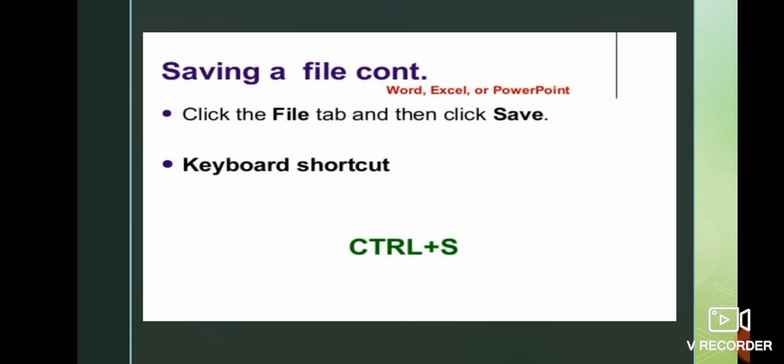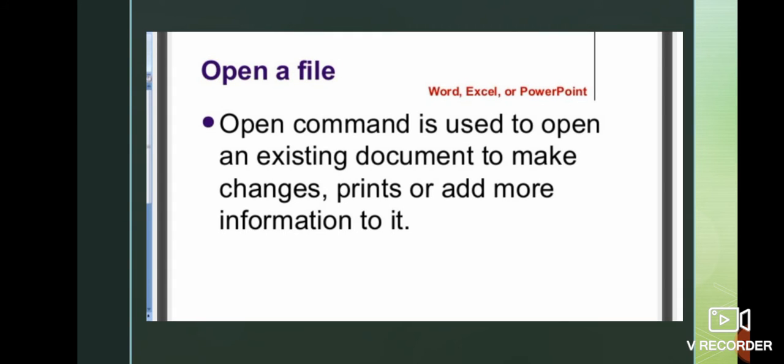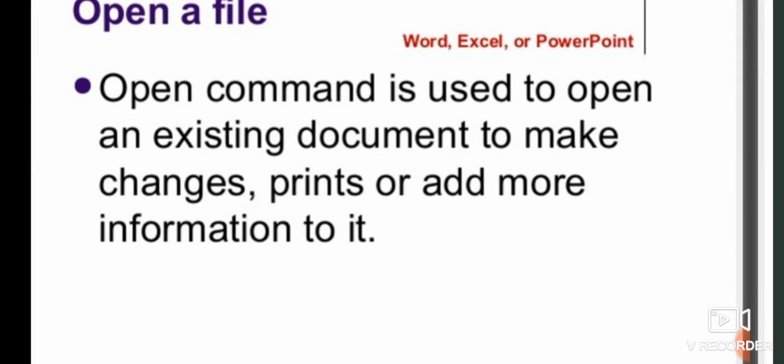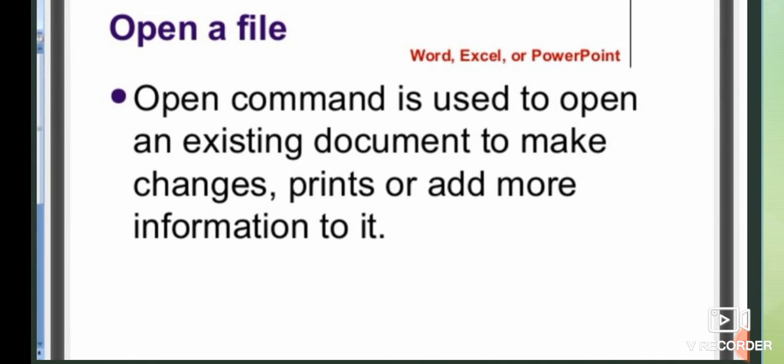Once you have saved and closed your file, the next thing is to open your file. So how to open your file? The open command is used to open an existing document. If you want to make any changes, add some more information, or take a printout, you are going to open that particular file. Now you are going to open the file named biodata, which is saved on the desktop.